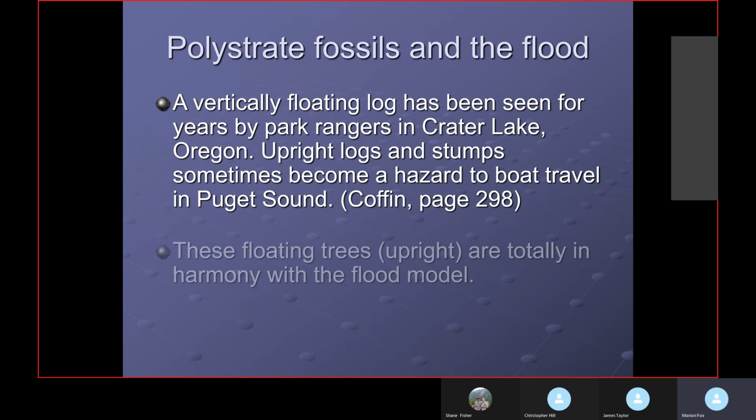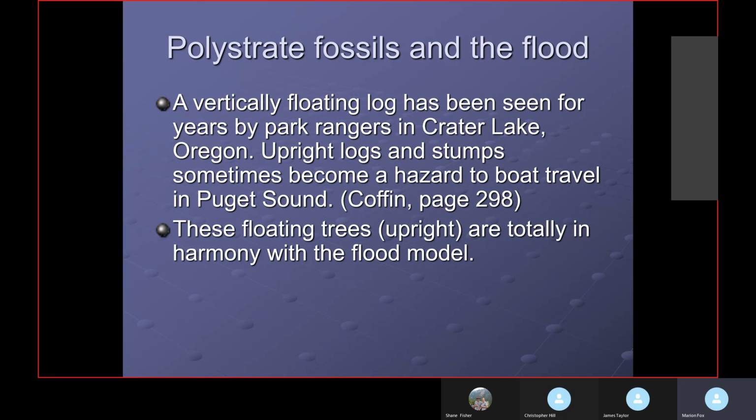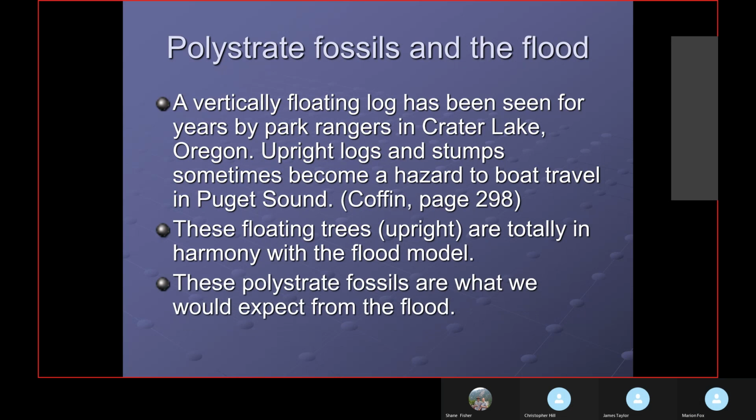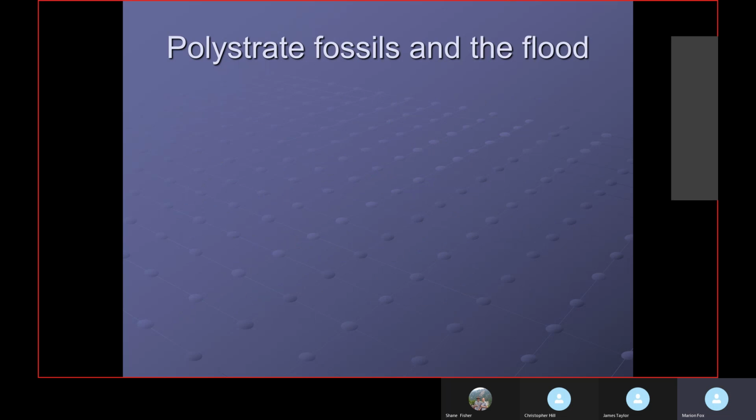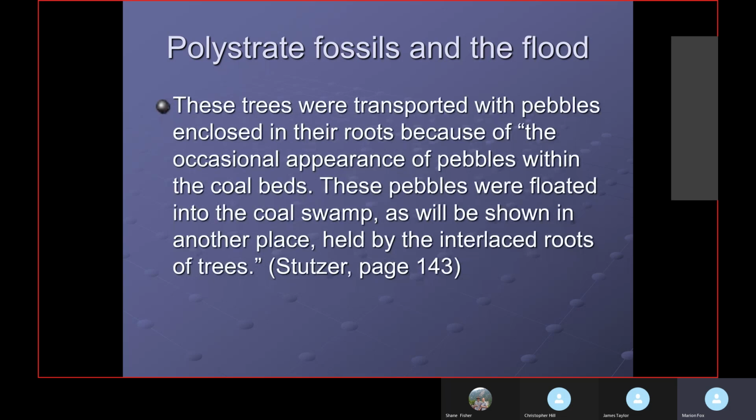This is Coffin. These floating upright trees are totally in harmony with the flood model. These polystrate fossils are what we would expect from the flood. And we have some pictures of these. Stutzer, and again, all of these are cited in the book.